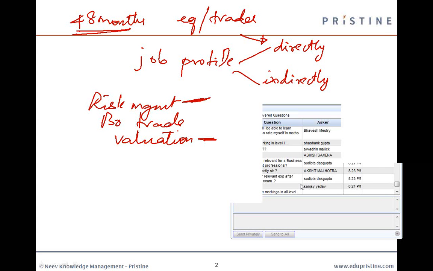There's a question from Sudeepta. Can I opt for relevant experience after passing the exam? Yes, you can definitely opt for relevant experience after passing the exam. But Sudeepta, see, the most important thing is the CFA program is not a full-time program. So unlike an MBA, it's not that you have to quit your job and do a full-time program to get your CFA. And the good part about CFA is while you are working, you can also give the CFA exam.